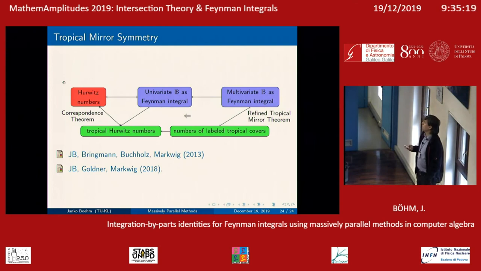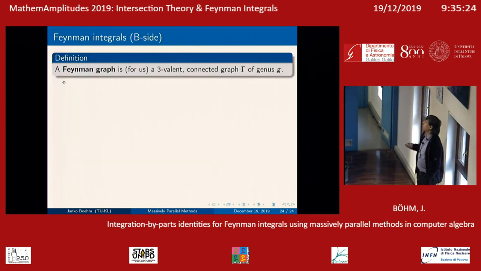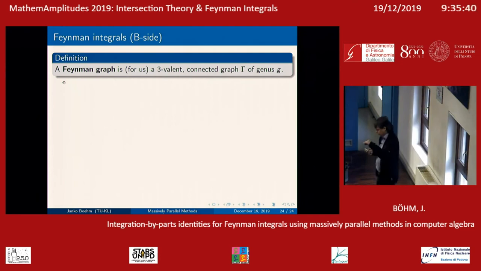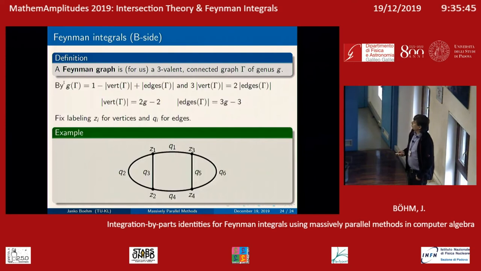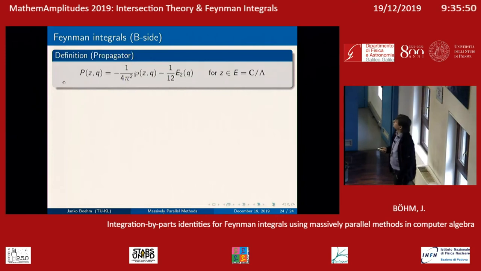So in general, a Feynman graph for us is a three-valent connected graph of a given genus. And we have extended this now for higher valencies and also for genus at the vertices of the graph. So you can think in a point on this graph, there's a substructure. Yeah, so this is such an example. So there are no external legs, right, in our picture.